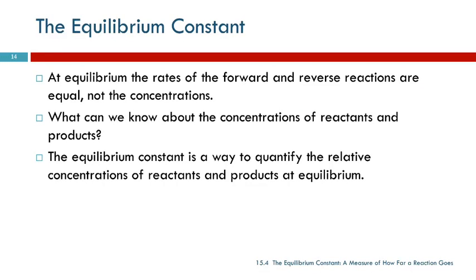So how do we tell what that balance is? It could be 50-50, but usually it's not. How do we figure that out? Well, we use what's called an equilibrium constant to quantify the relative amounts of reactants and products in an equilibrium.